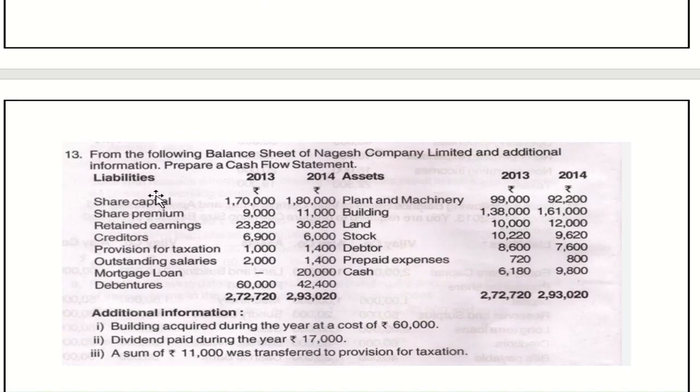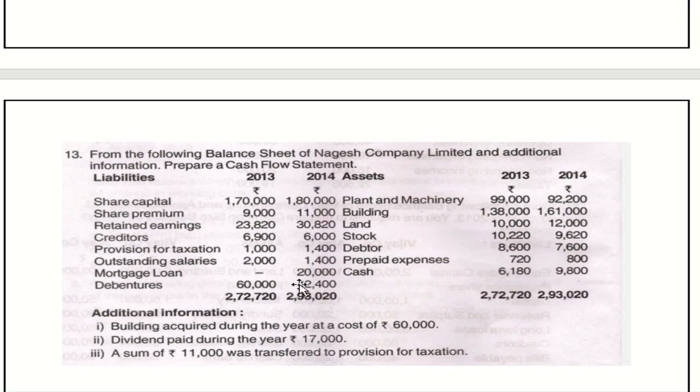So let us take the first question now. I will show you how to prepare a cash flow statement. From the following balance sheet of Nagesh Company Limited and additional information, prepare a cash flow statement. On the liabilities side, 2013 is the base year and 2014 is the current year. Likewise on the assets side, 2013 is the base year and 2014 is the current year. The additional information: the building acquired, that means purchased, during the year at a cost of 60,000, dividend paid during the year 17,000, and a sum of rupees 11,000 was transferred to provision for taxation account.